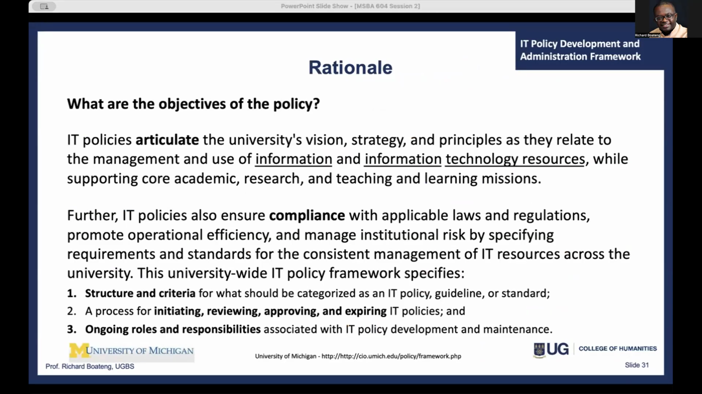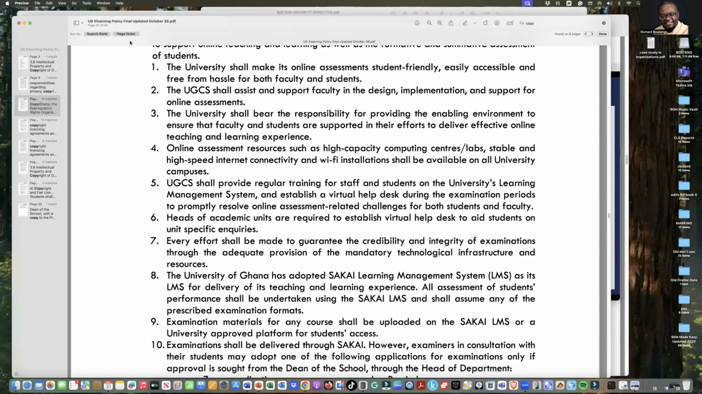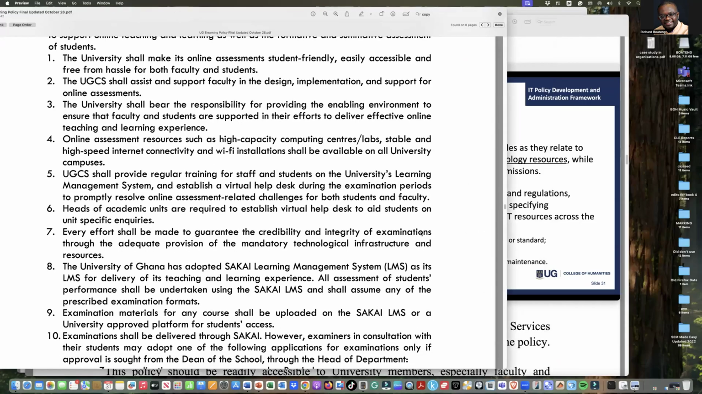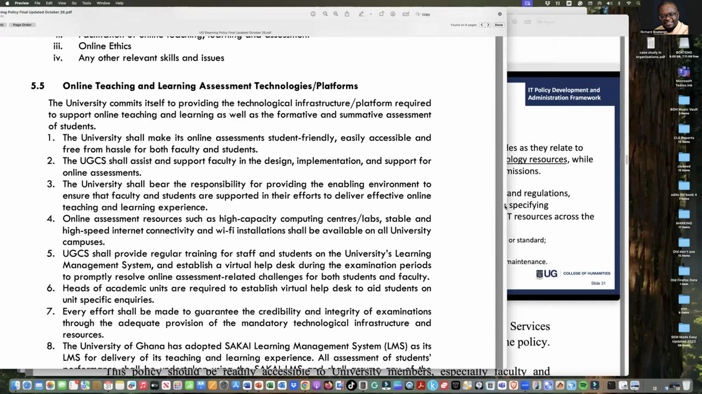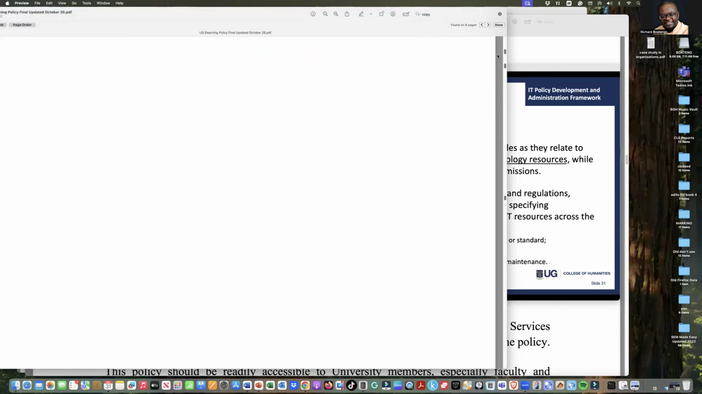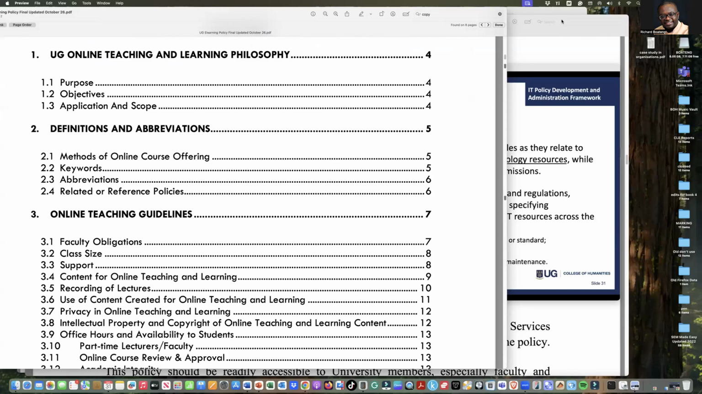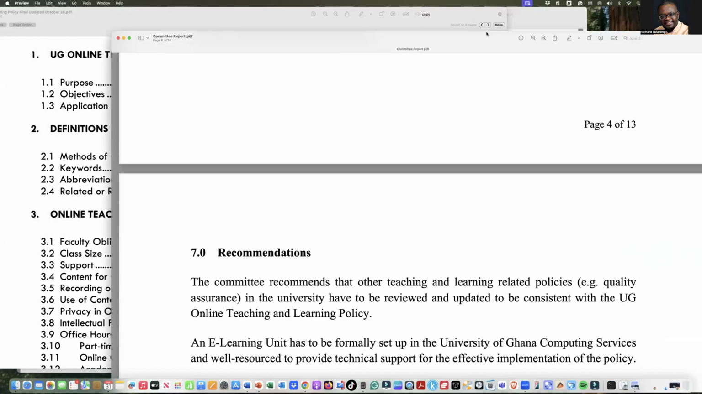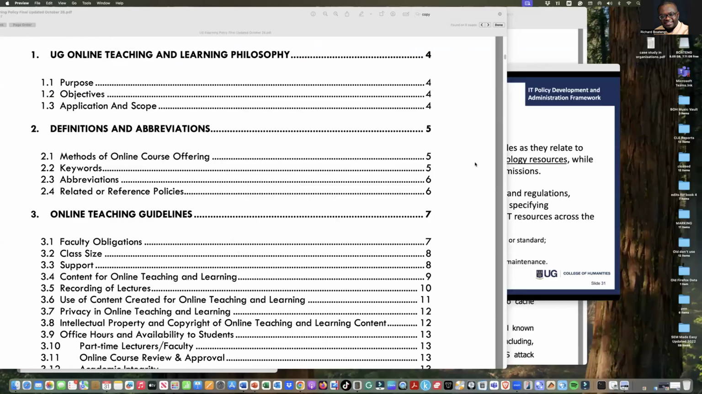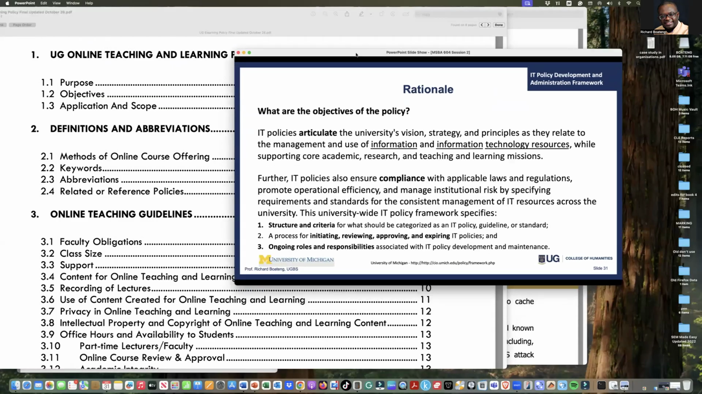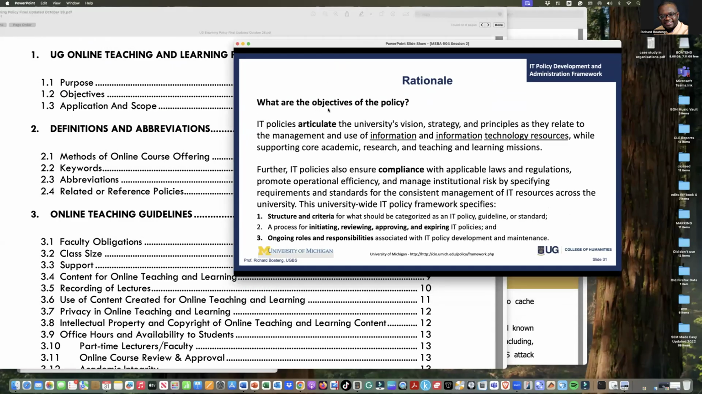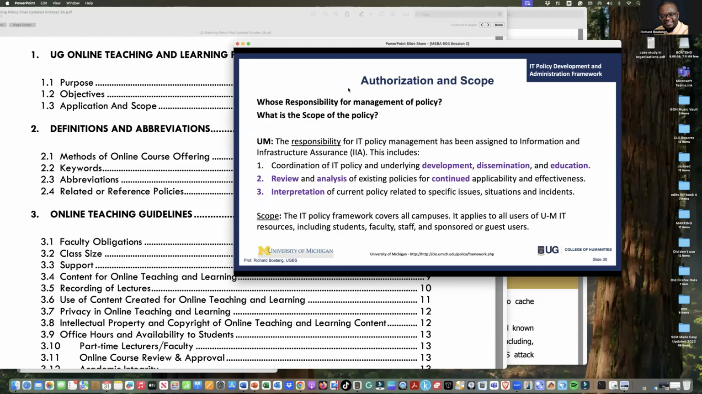Now, at the University of Michigan, they start with a rationale of the policy. In a similar way, ours also has a rationale. I want to show it side by side so that you can understand what I'm talking about. So I'll look at the table of contents. We have the purpose and the objectives there. Sorry, just forgive me in this one. Good. So we also have the objectives of the policy, and we start with the authorization and scope.